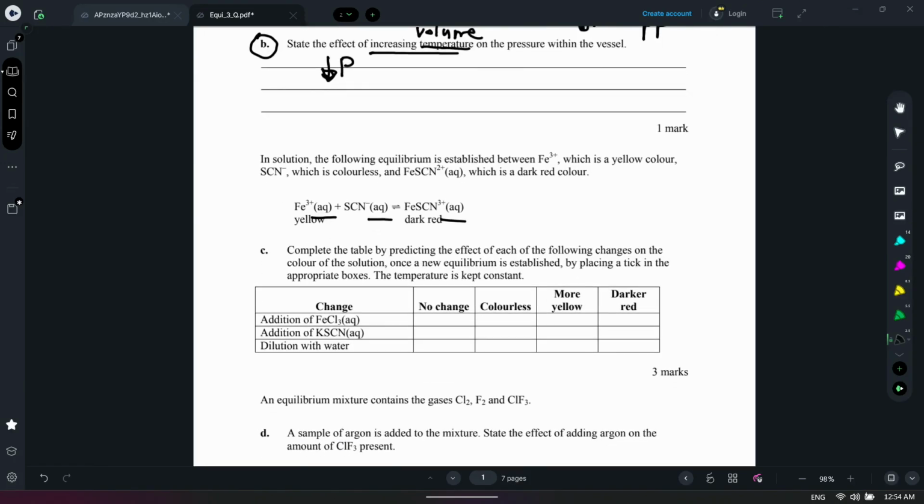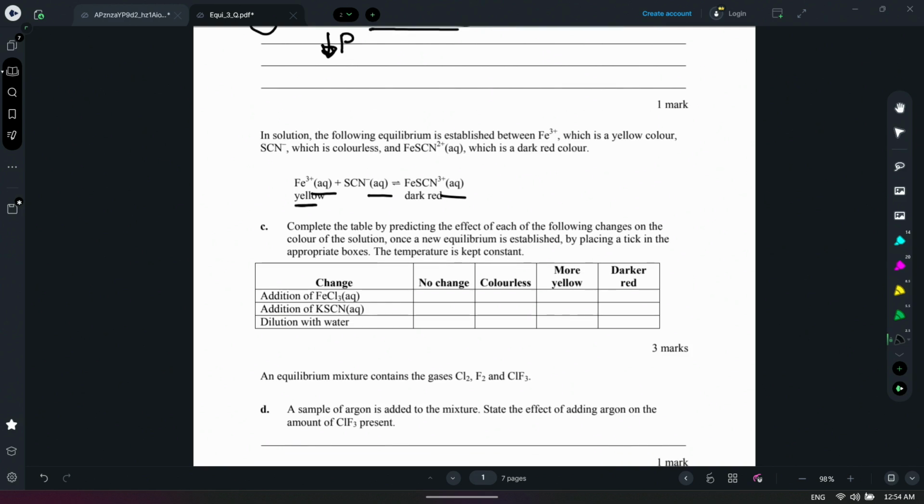Here, Fe3+, SCN-, FeSCN2+, they have given you the colors of each species. So in this case, what are we doing here? Adding FeCl3. When you add FeCl3, you know that it's going to dissociate into Fe3+ and Cl-. In other words, you are increasing the concentration of Fe3+. Then what will happen? Yes, it's going to become yellow at the beginning because you are adding Fe3+.